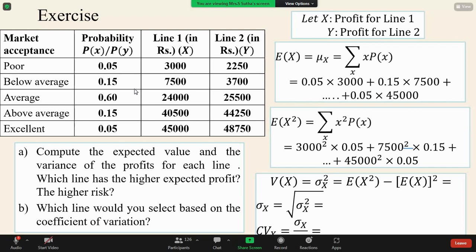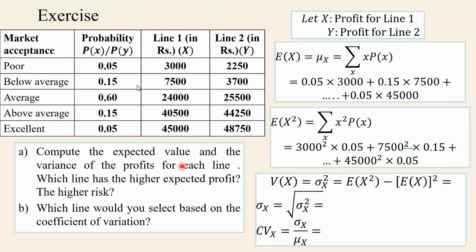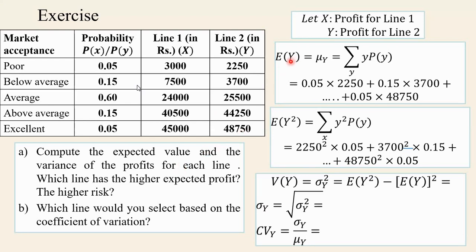And also, for part B, we need the coefficient of variation of X. That is sigma X over mu of X, standard deviation over mean. So you have to complete these things. And then similarly, for line 2, the expected value of Y, because line 2 is denoted by Y, is calculated as summation of Y into P of Y. Then similarly, we calculate the expected value of Y squared, that is Y squared into P of Y. And then we calculate the variance of Y, and then you have to complete this one.